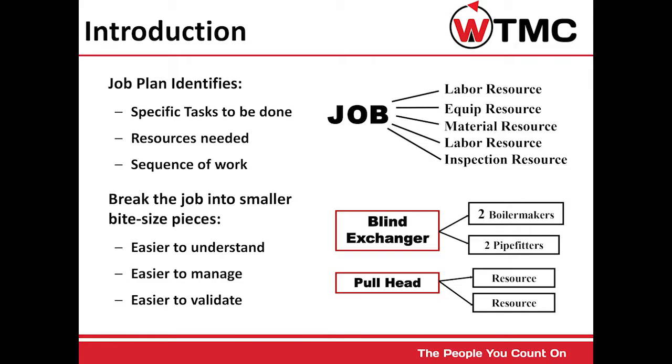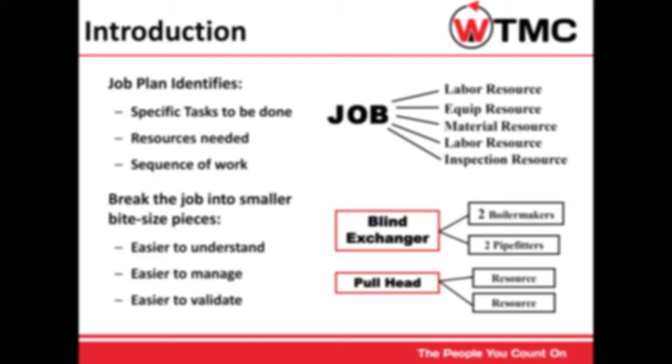We break the job into smaller bite-sized pieces to make it easier to understand, easier to manage, and easier to validate. For instance, blinding the exchanger. We'll need 2 boilermakers and 2 pipe fitters. Pulling the head, we will add resources.